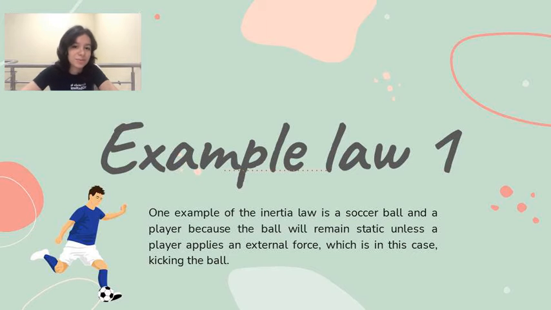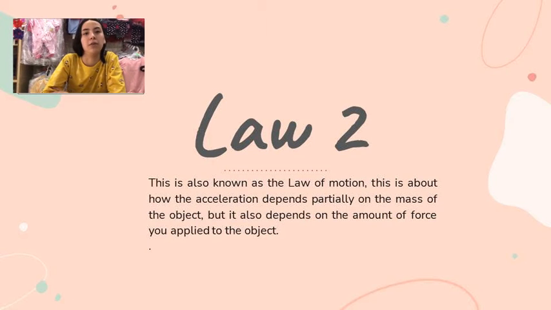Example of law number 1. One example of the inertial law is a soccer ball and a player, because the ball will remain static unless a player applies an external force, which is in this case kicking the ball.